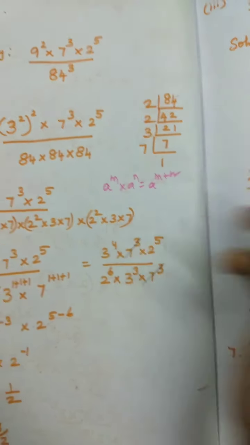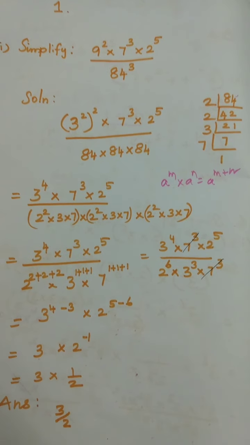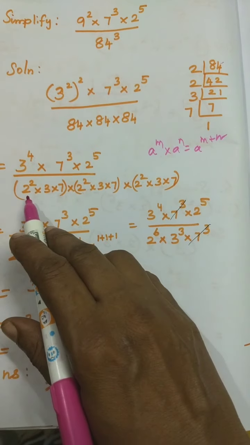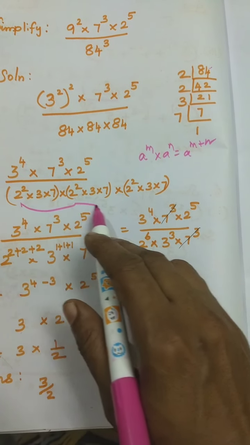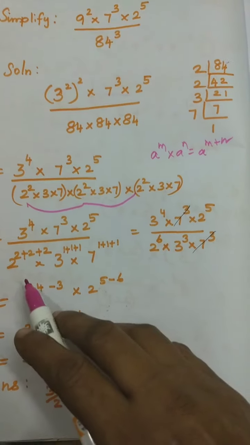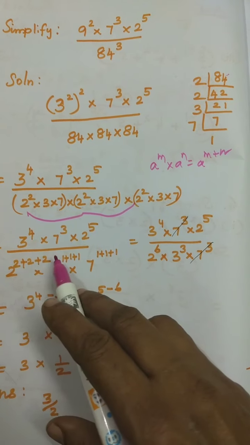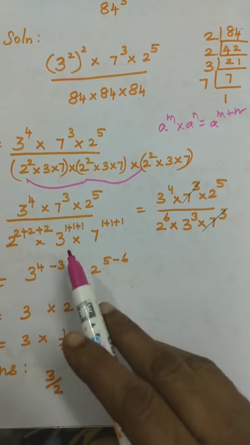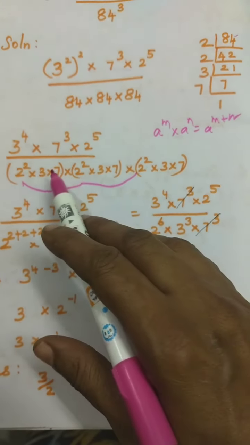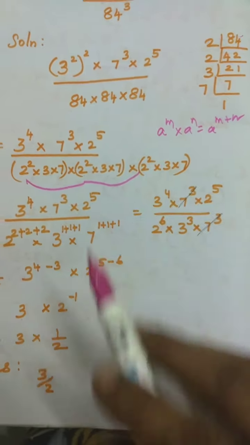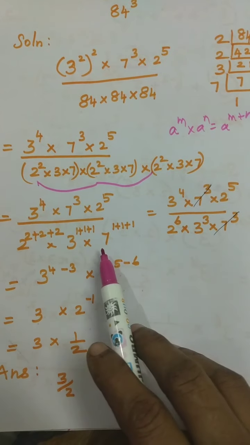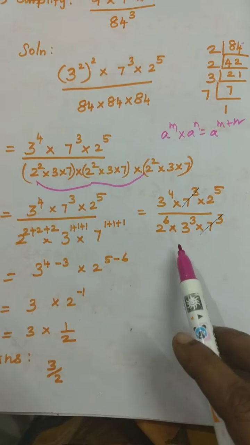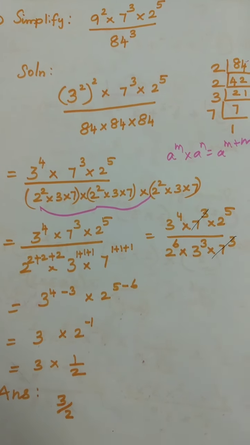plus n formula. Okay. See here, 3 power 4. Here you keep the numerator. And here 2 power 2, so you have to write 2 power 2 plus 2 plus 2. Then 3 power 1 plus 1 plus 1. And 7 power 1 plus 1 plus 1. Then it will come as 2 power 6, 3 power 3 into 7 power 3.